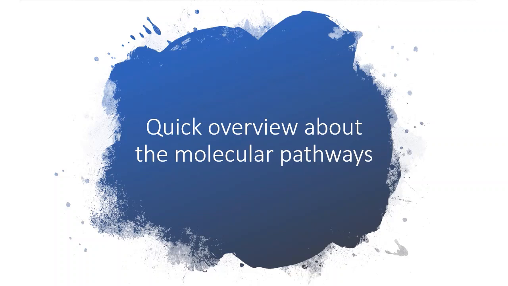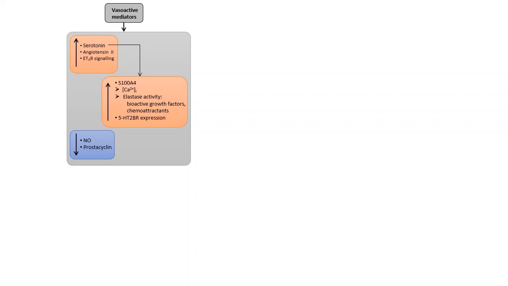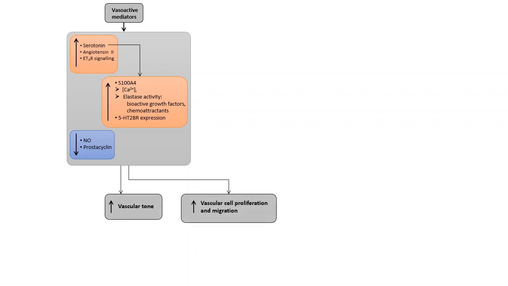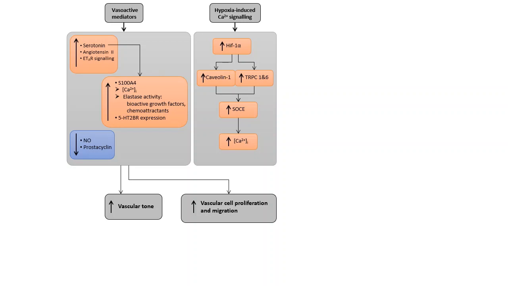Well, the exact molecular pathways through which all of this is brought about aren't really under the scope of this presentation, but I'm going to have a quick overview of their nature. The pathological changes observed in PAH are attributed to abnormalities in multiple molecular pathways and genes regulating pulmonary artery endothelial cells and smooth muscle cells, involving alterations in vasoactive mediators, with increased serotonin, angiotensin, and endothelin signaling, and decreased expression of voltage-gated potassium channels and nitric oxide, all of which will lead to increased vascular tone and increased vascular cell proliferation and migration. In addition, we have the hypoxia-induced activation of hypoxia-inducible factors, leading to increased intracellular calcium signaling, which will again lead to increased vascular tone and increased vascular cell proliferation and migration.